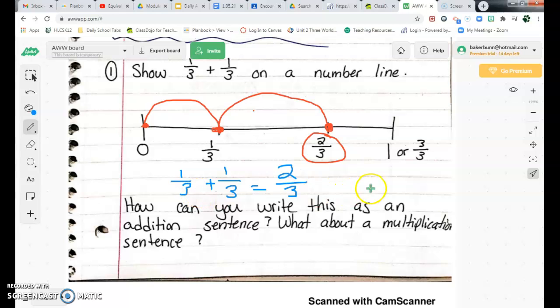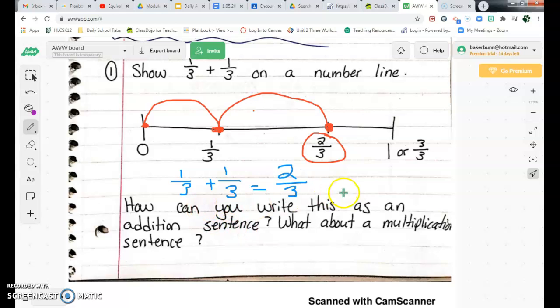Okay, that's my addition sentence. But what about a multiplication sentence? Now remember, multiplication is just repeated addition. And in this case, I'm going to be continuing to be adding 1/3. I have two 1/3s here.